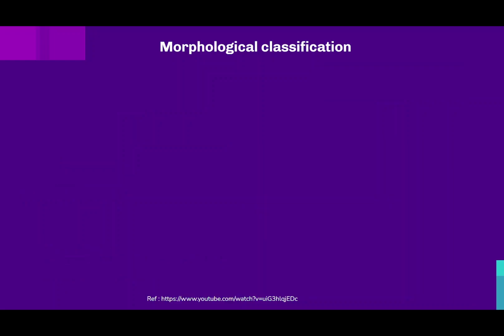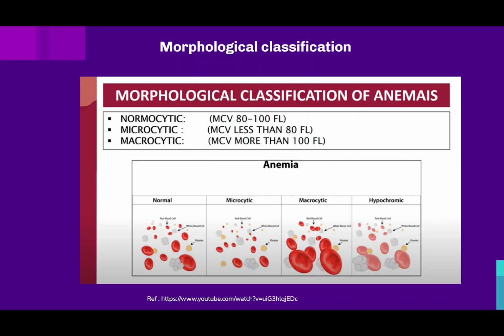So the morphological classification of anemia is based on MCV, and when it is normal, around 80 to 100 femtoliter, that is normocytic red blood cells. When the MCV is less than 80 femtoliter, we call it microcytic red blood cells. And when the MCV is more than 100, we call it macrocytic red blood cells.